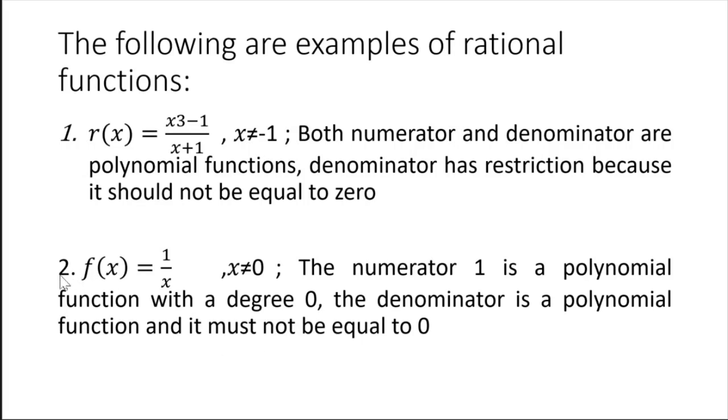Next, number 2. f of x is equal to 1 over x. And of course, x is not equal to 0. The numerator 1 is a polynomial function with a degree of 0. The denominator is a polynomial function and it must not be equal to 0. So any real numbers could be the domain, as long as it will not make your denominator become 0.